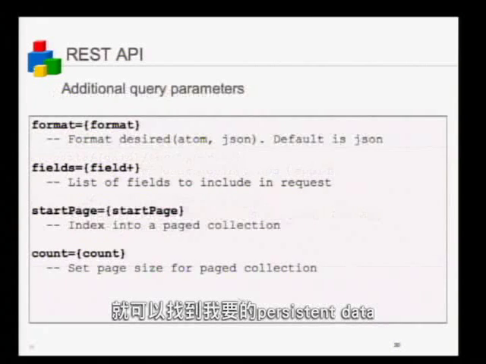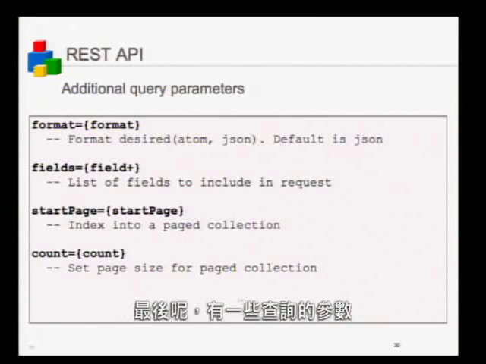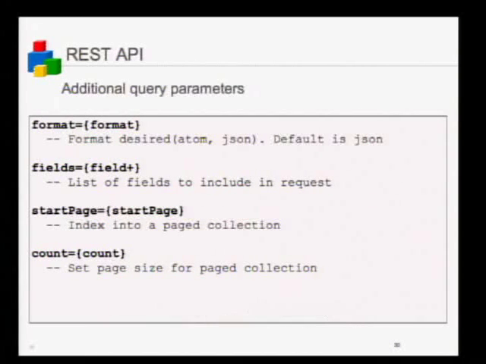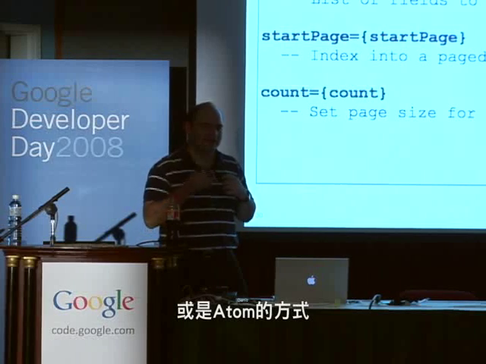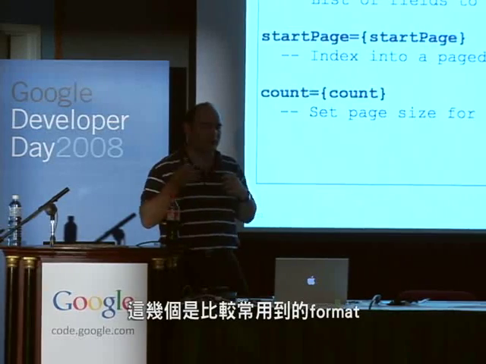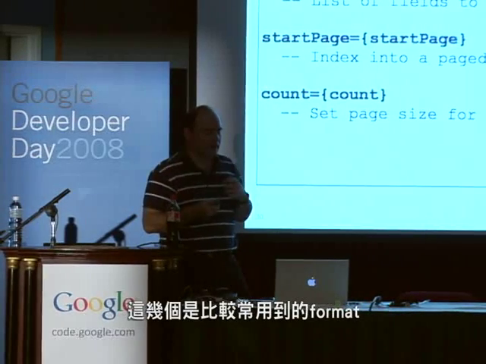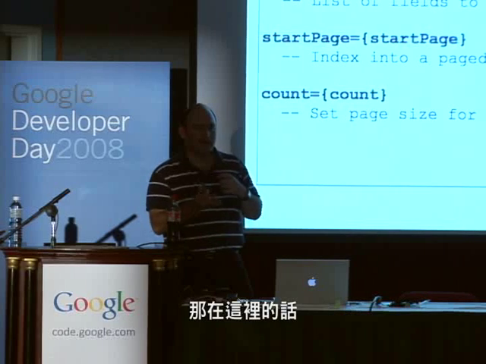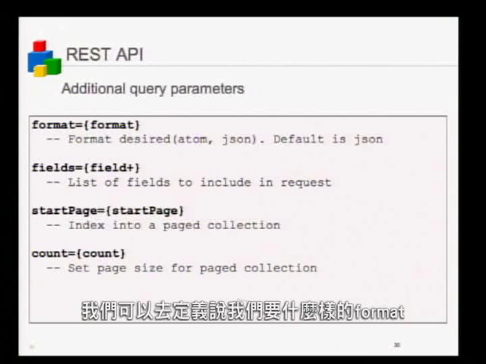Okay. And finally, there's an additional set of query parameters. As I mentioned before, the data comes streaming back in either JSON, JavaScript Object Notation, or in Atom, essentially an XML format typically used for XML feeds and so forth. So you can define what flavor of data you wish to have coming back by a simple parameter known as format.